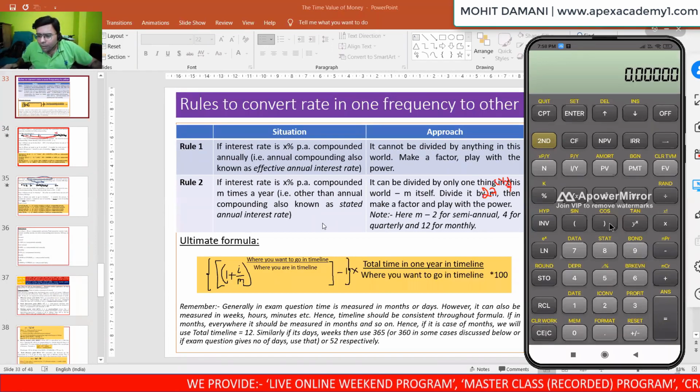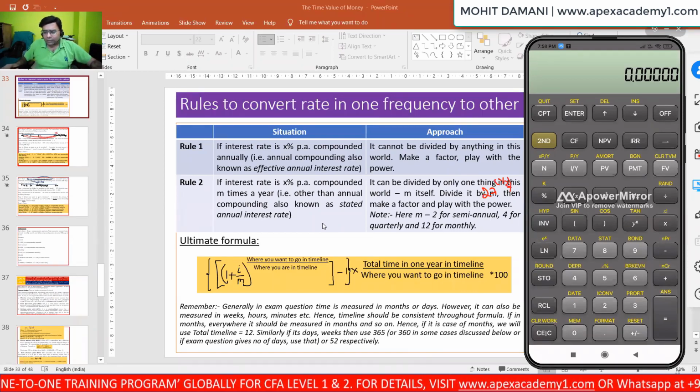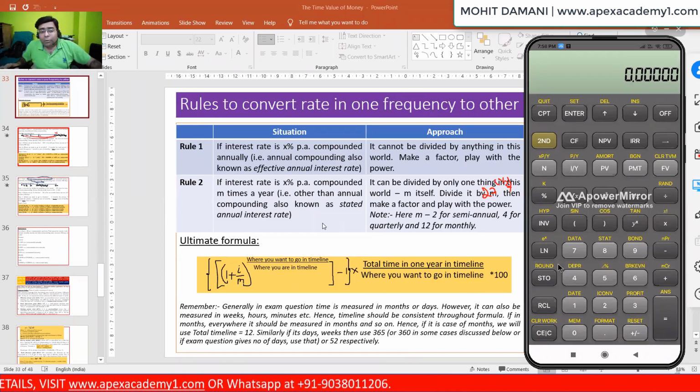Then this is done, y to the power x. Now, some more easy remaining functions. The calculator also offers you the storage function. This STO stands for store, and this RCL stands for recall.